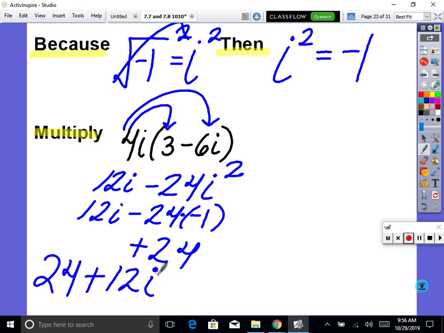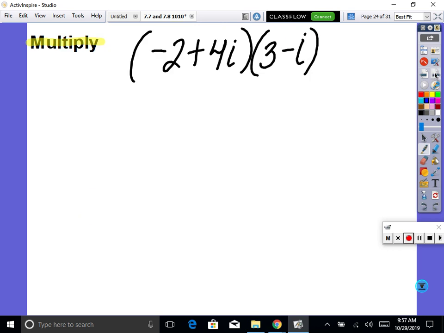Without a negative? Yeah. The square root of 1 is just 1. All right, so let's look at this one. This one has two terms. We're going to double distribute.